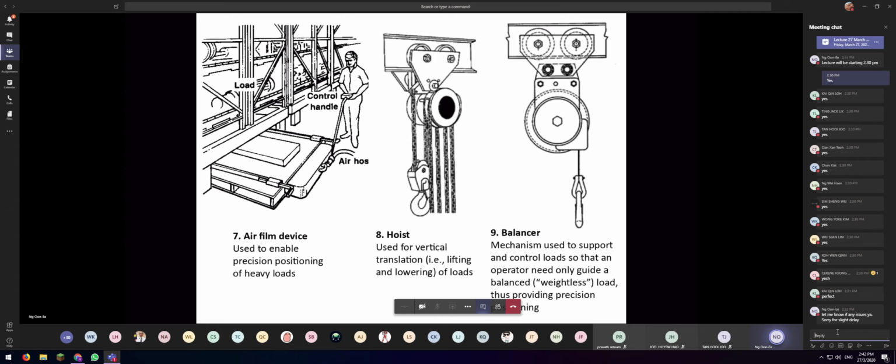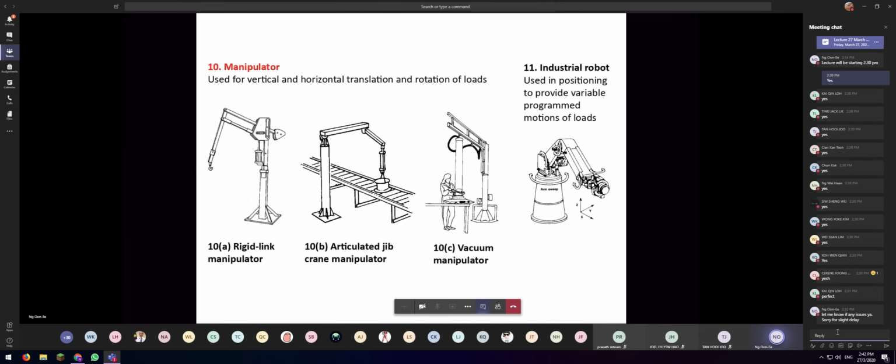There's an air film device which you can basically pump air into just to precisely position your load, especially height-wise. There's a hoist, which is used for vertical translation. You want to lift loads, lower loads. A balancer is where you have a counterbalance weight used to support and control your loads, so that the operator who has to handle these loads only needs to guide the load and provide the position. They do not need to support the weight of the load.